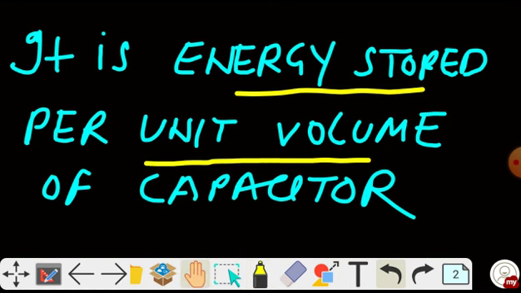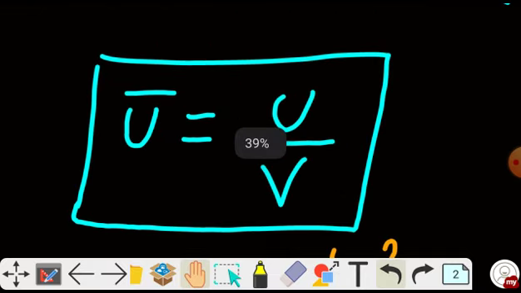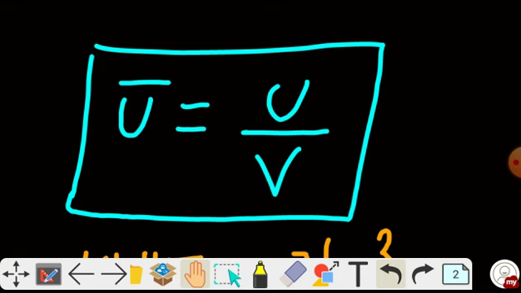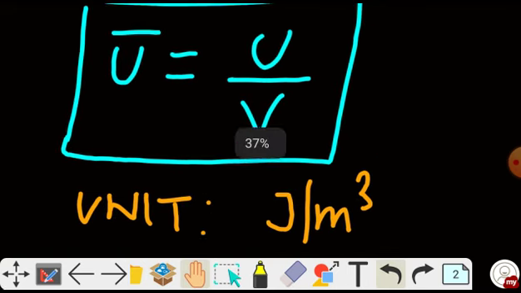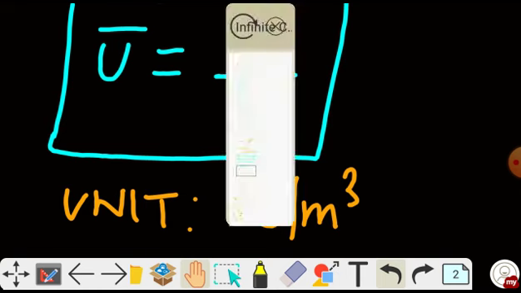Mathematically, this energy density formula becomes U bar equals U by V. Here U is the total potential energy, and V is the volume of the capacitor. So the unit of energy density will become joule per meter cube. Of course the unit of U is joule, and the unit of the volume is meter cube. So the SI unit of energy density is joule per meter cube.